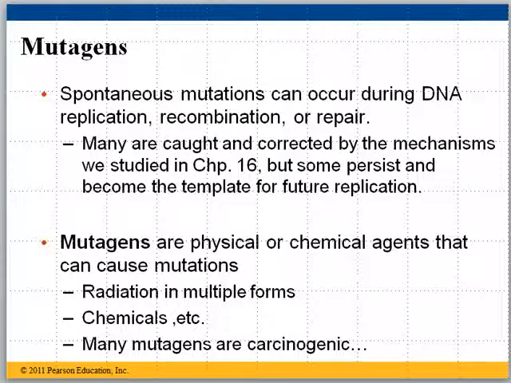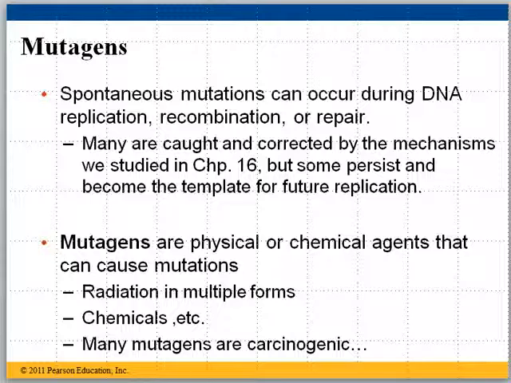Then we also have environmental factors called mutagens that can cause this to happen. These are physical or chemical agents that can cause mutations: various forms of radiation, everything from UV radiation from the sun to other forms of radiation present in our natural world, and various chemicals. Things that cause cancer tend to be mutagens. A lot of mutagens are carcinogenic. For example, smoking produces carcinogenic chemicals that can get into your lungs and cause mutations and cancers and the like. So some of these mutations are naturally occurring, and some of them are caused by environmental factors called mutagens.